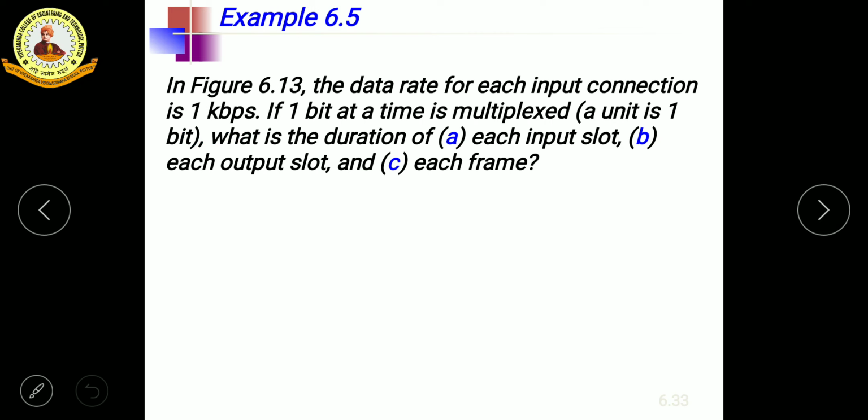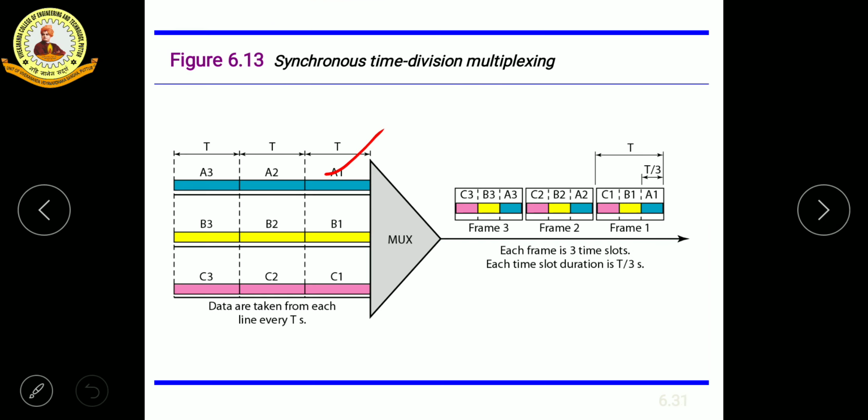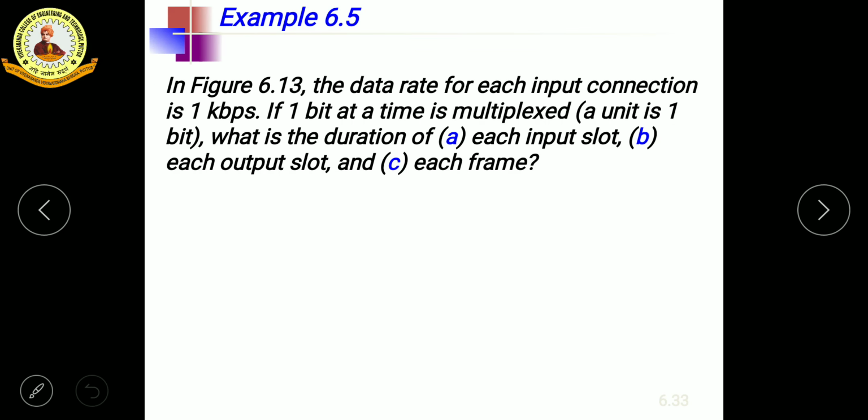If one bit at a time is multiplexed, that is, if you have n number of sources here, let us assume one bit at a time is multiplexed, that is one unit in this diagram. This unit is 1 bit in this example. That is the meaning of it. What is the duration of each input slot, each output slot, and each frame is the question. Okay, let us solve it.